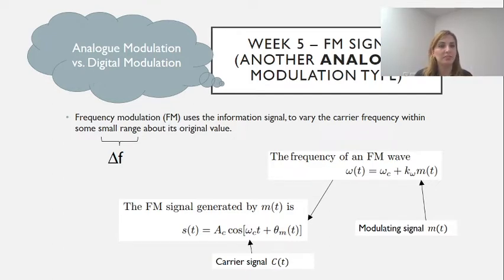Now, how do we do that? We have this formula here, which is omega(t) equals omega_c plus k omega_m(t). So this is the frequency of the FM wave. If the FM signal is generated by m(t), the result is shown as s(t), and that is going to have the amplitude A_c and then cosine of omega_c t plus theta(m(t)).